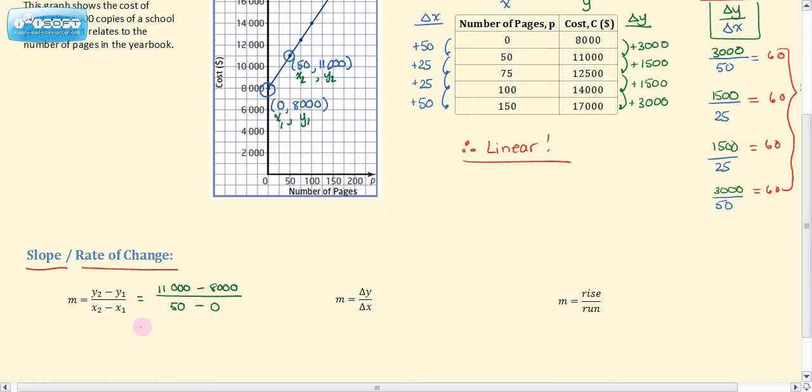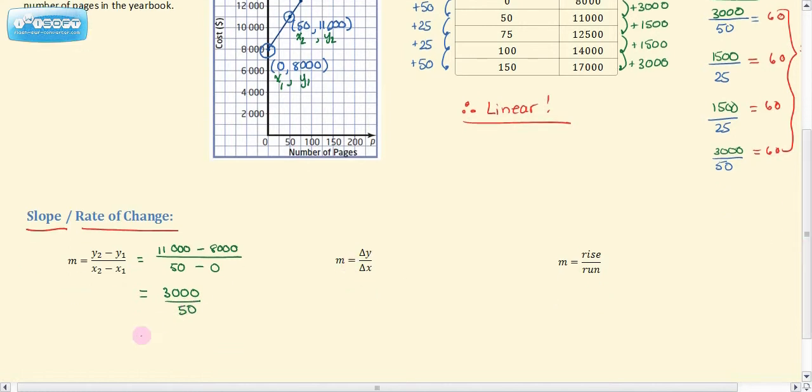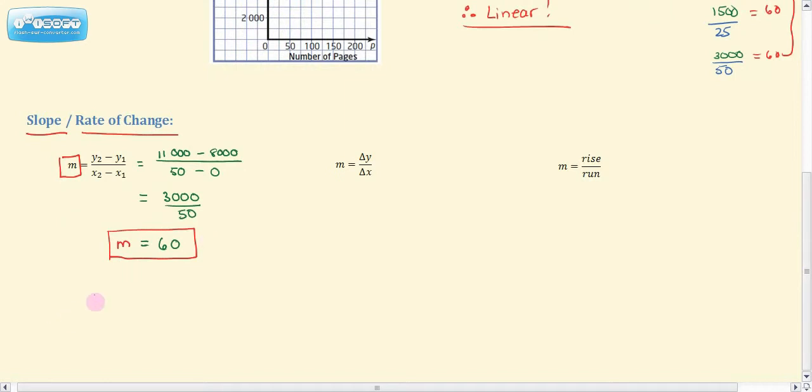If I apply this through, I have 3,000 over 50, which gives me a value of 60. So my slope, which is always given as a variable m, is equal to 60. What 60 represents in the context of this graph is that for one page to be printed in my yearbook, it's going to cost me $60. That's what it's describing according to this graph.